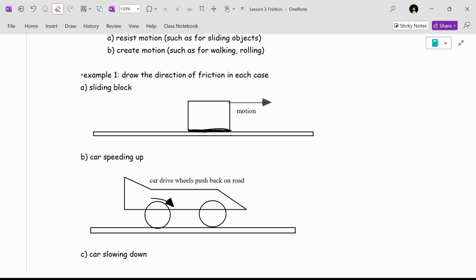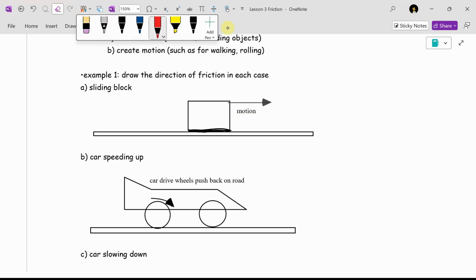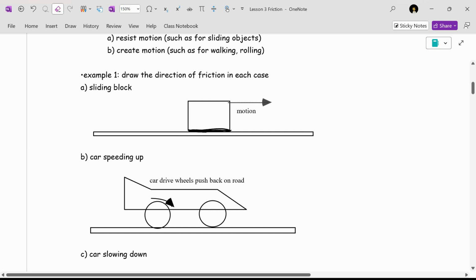Okay. Kevin M., if we're sliding this to the right, which way is friction going to be pointing if it resists sliding? Yeah, friction would be pointing in that direction.